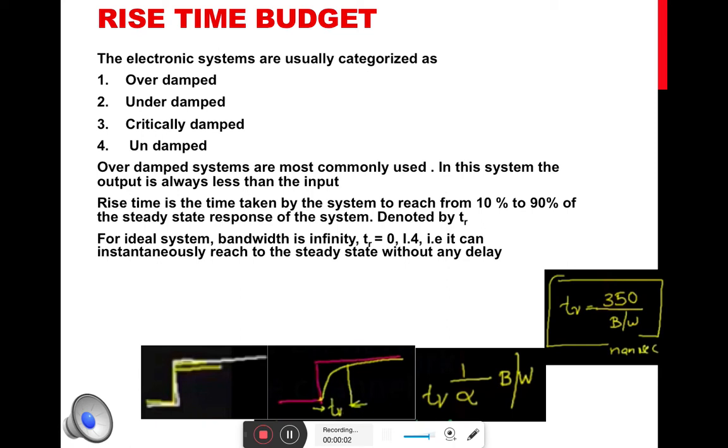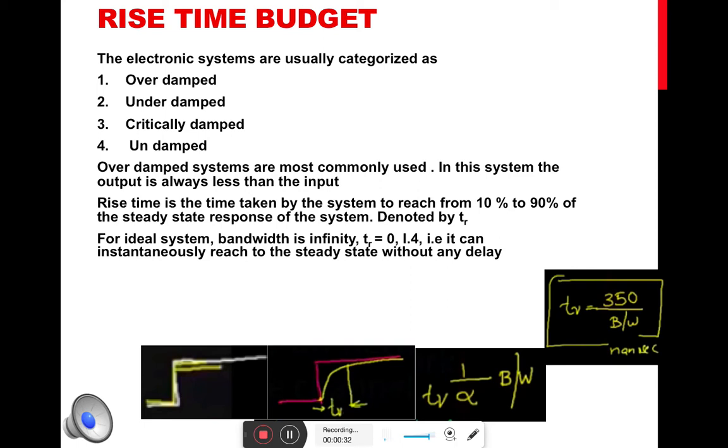Design criteria is the bit rate, and the bit rate is associated with dispersion, and the calculation of this bit rate is known as rise time budget. So, as we all know, we being the electronic engineers, the electronic systems are usually categorized as overdamped, underdamped, critically damped, and undamped systems. We have already learned this in control systems, and most of the systems come under the overdamped systems. So what are overdamped systems?